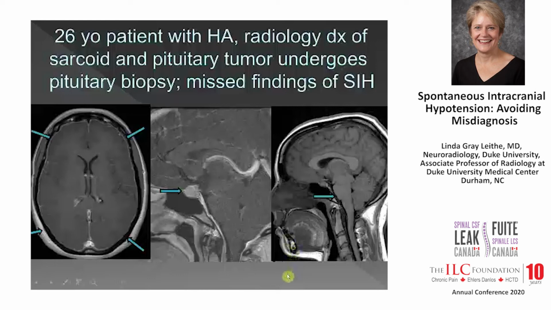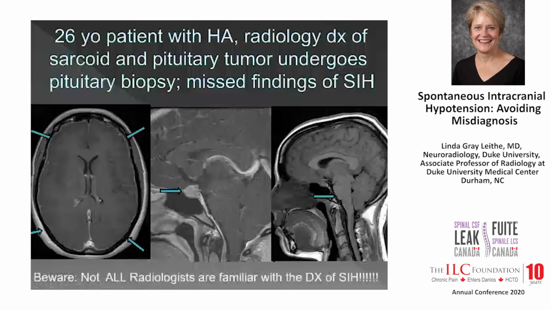They missed the sagging brain in this case, but this was read out by a radiologist who is not a neuroradiologist, and he interpreted this as sarcoid causing the dural enhancement and a pituitary tumor causing the headaches. So just be aware that not all radiologists are familiar with the diagnosis of intracranial hypotension or hypovolemia, and that not all neuroradiologists are going to be reading your MRI imaging studies.